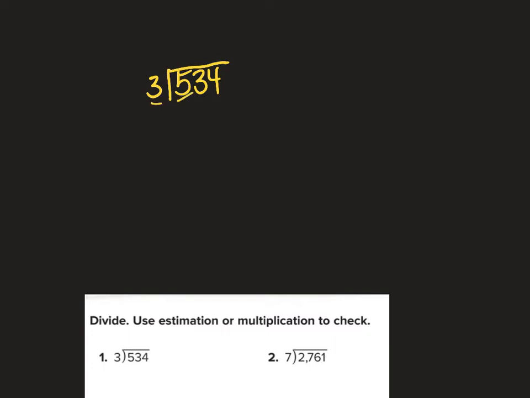Divide. 5 divided by 3 is 1. Multiply. 3 times 1 is 3. And subtract. 5 minus 3 is 2. Bring it on down and bring it on back. Divide. 23 divided by 3. Well, I know that 3 times 7 is 21. Multiply. 3 times 7 is 21. And subtract. 2 left over. Bring it on down and bring it on back.